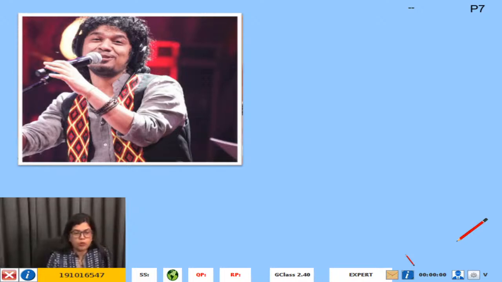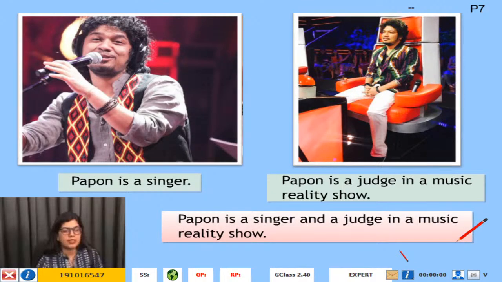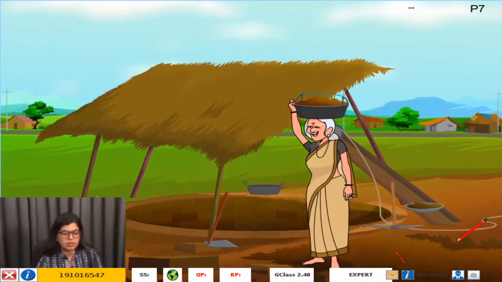Okay, now let us see. I think all of you know who this person is. Yes, Papon is a singer. Then here Papon is a judge in a music reality show. So how can we join these sentences? Yes. Papon is a singer and a judge in a music reality show. Okay, fine. So, a singer, a judge, and. Okay, so and is joining these two sentences.